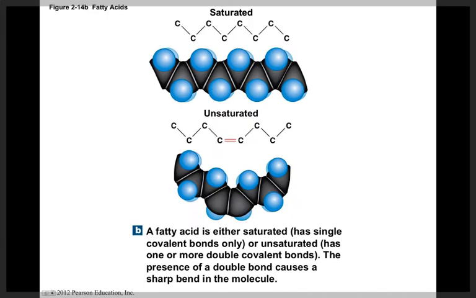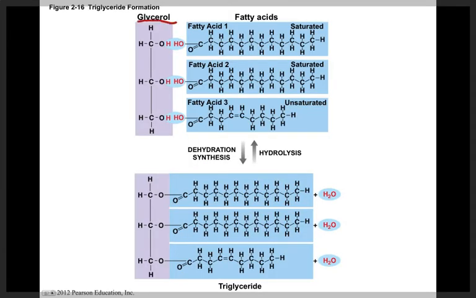There are two different types of fatty acids. There's either a saturated fatty acid or an unsaturated fatty acid. The saturated fatty acid is a chain of carbon atoms with single covalent bonds. So there's only one single bond between the carbon atoms. In the unsaturated fatty acid, there's going to be at least one carbon-to-carbon bond that's a double bond. When a glycerol group is bonded to a fatty acid, that would be called a glyceride.